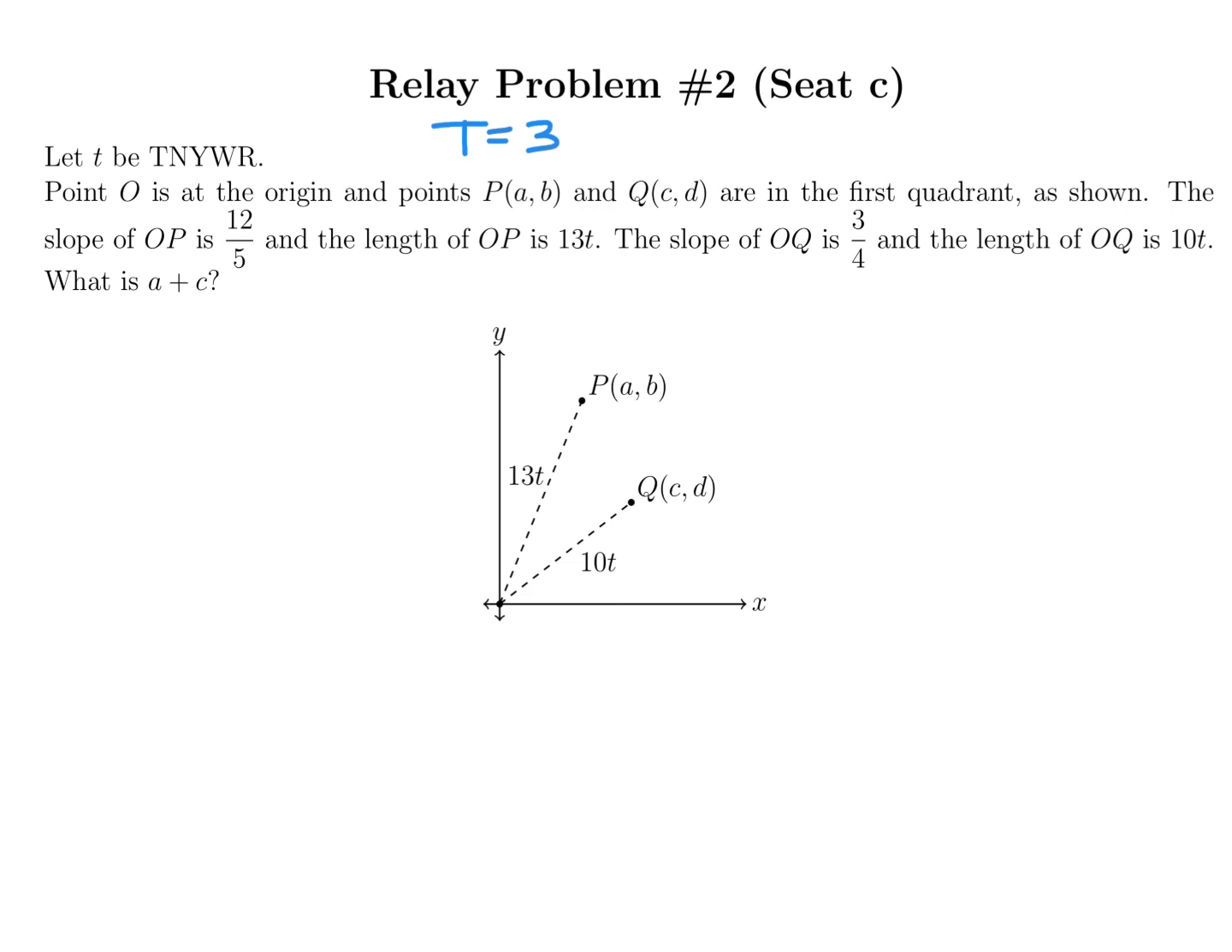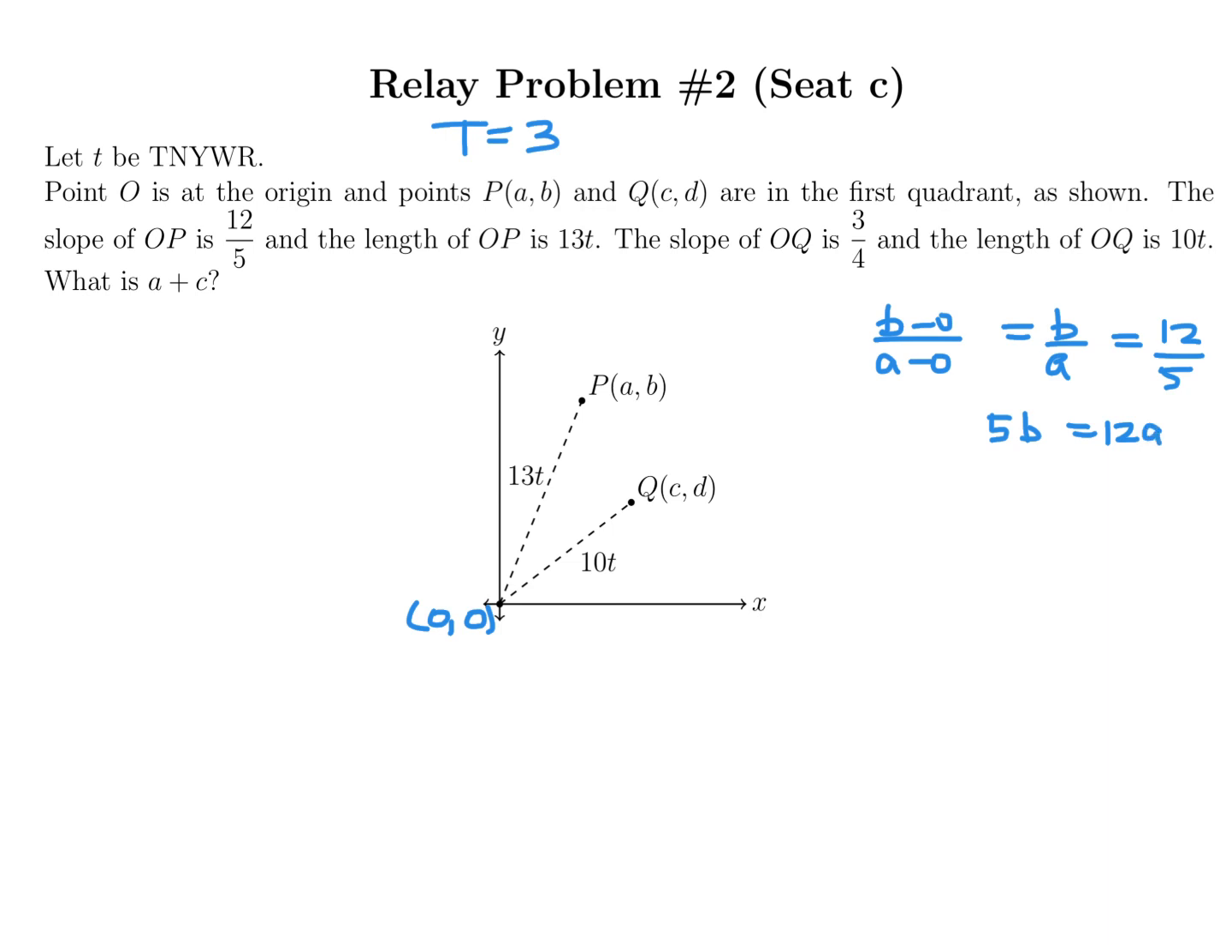We will use, this is the origin, right? So that's 0, 0, like right there. So let's just use the standard rise over run. So it would be B minus 0 over A minus 0, which is basically just B over A. And that's the slope of that OP. And they told me that that's 12 over 5. So cross multiplying, 5b is equal to 12a. Okay, so far so good.